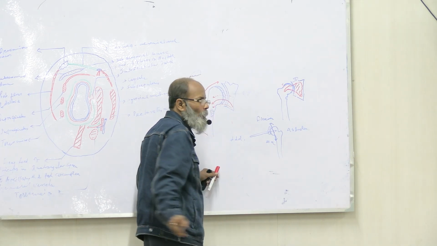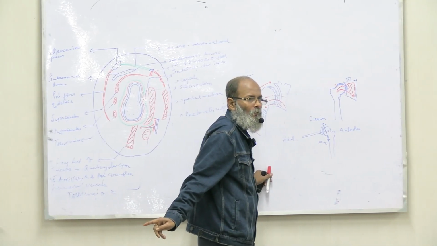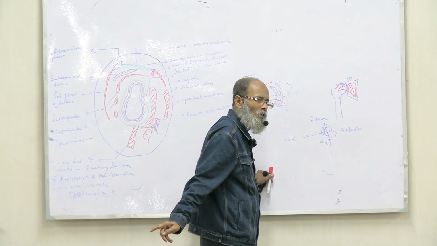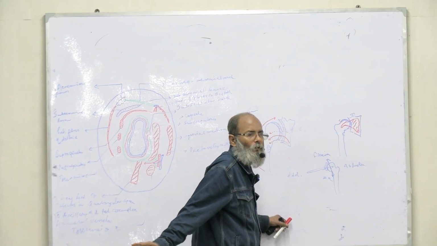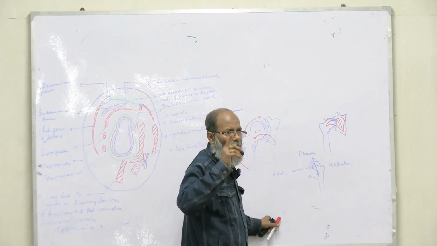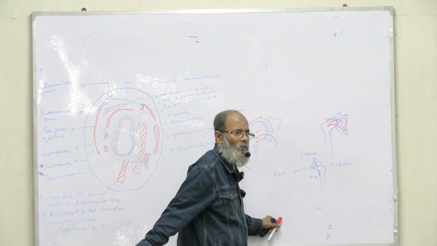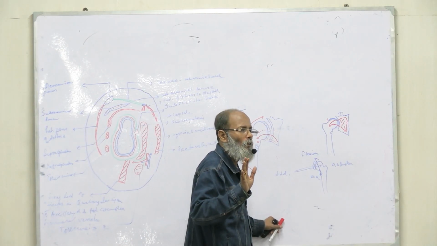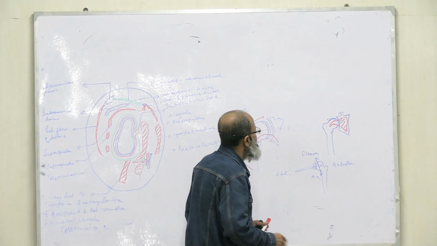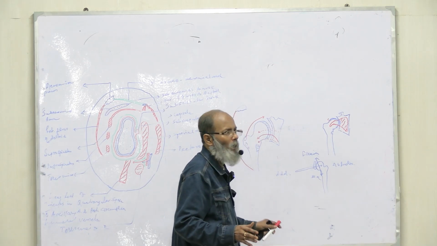So you will draw this diagram if relations are asked. I have not drawn above, below, anterior and posterior. Please mark it. It is above, it is below. This is anterior and this is posterior. All right. Now, talk about the movements.